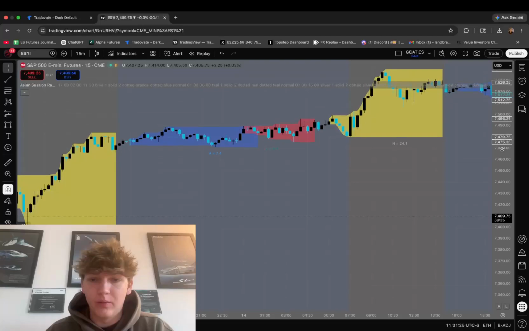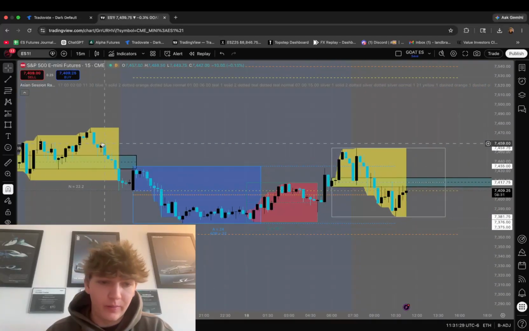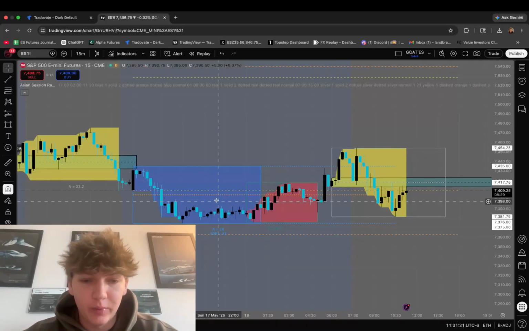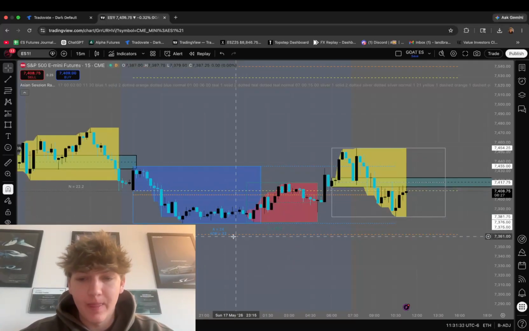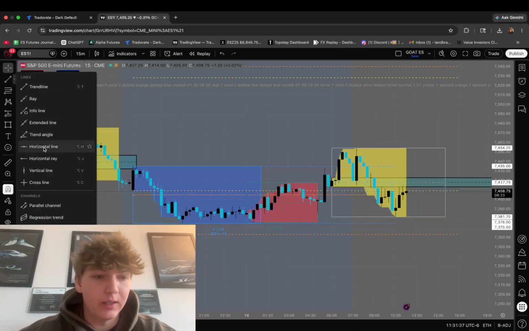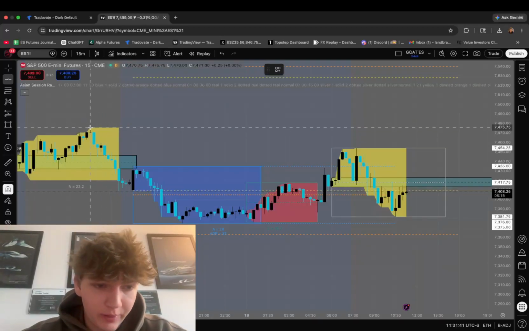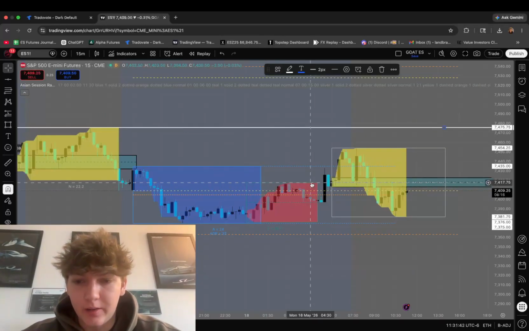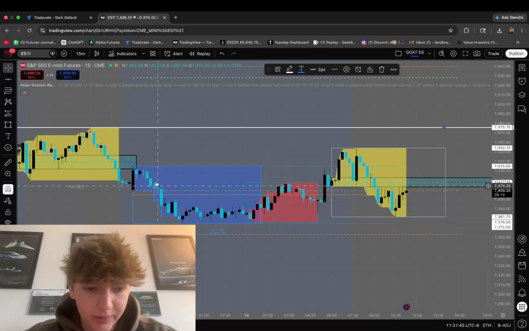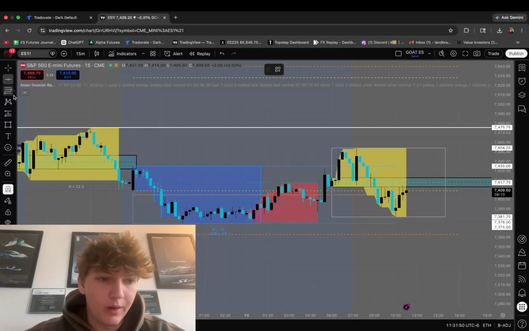So what we saw today, we go here. Yellow is going to be New York, blue is Asia, red is London. Basically, we're going to mark out the high and low of untested sessions. We're going to start off with New York. That's going to be marked out because it wasn't tested. None of these came back up and tested it. So we'll mark that out.